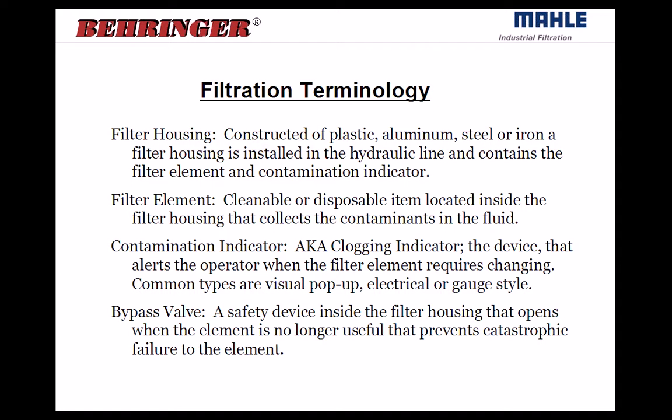Contamination indicator is also called a clogging indicator. And this is a device that alerts the operator as to when to change the element. It could be a simple visual pop-up type indicator. It could be electrical. It could be a proportional type indicator to show you the rate of change or how dirty or how contaminated the filter is on a proportional basis.